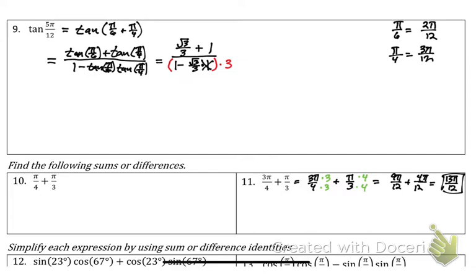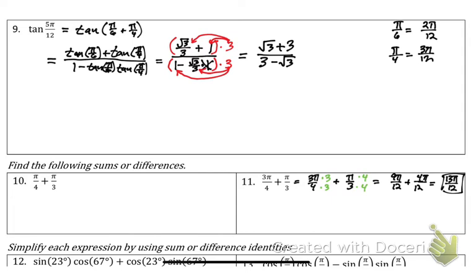But if I multiply everything in the bottom by 3, I have to multiply everything in the top by 3. But it turns out I wanted to do that anyway, because this will clear out this fraction. So now when I distribute, I'll have 3 square root of 3 over 3, which is just square root of 3. 3 times 1, that's just plus 3. On the bottom, I have 3 times 1, which is 3 again. And we're going to have minus, well, 3 times square root of 3 over 3 is just square root of 3.